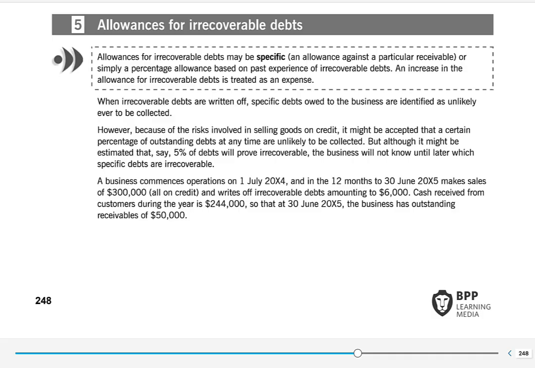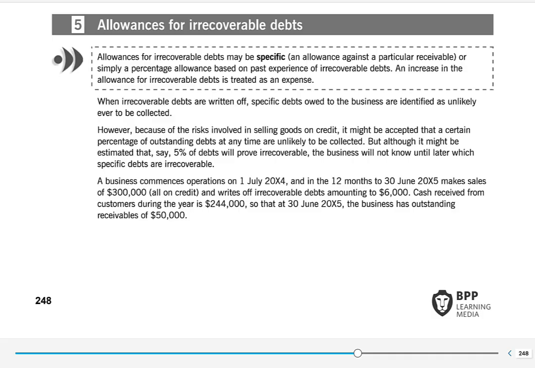Part 3. The key accounting treatment. Now I want you to hear this clearly because this is the exam rule. An increase in the allowance for irrecoverable debts is treated as an expense. So when we create an allowance or increase it, profit goes down. Why? Because we are recognizing that not all receivables will turn into cash, so we must not show that full amount as good news.